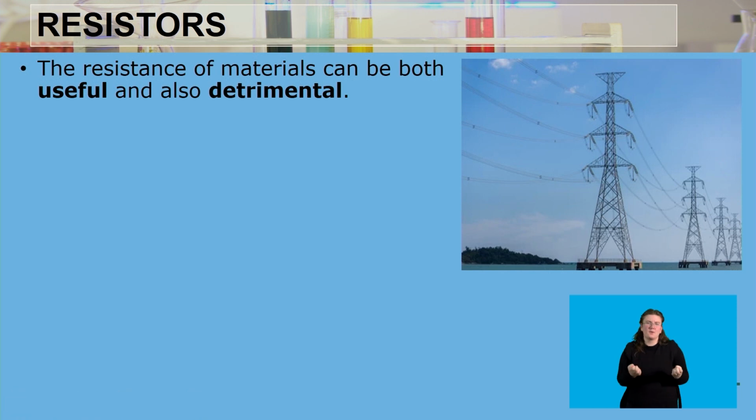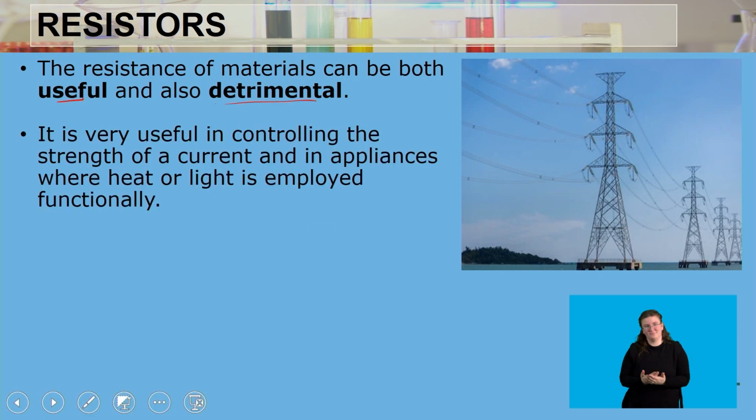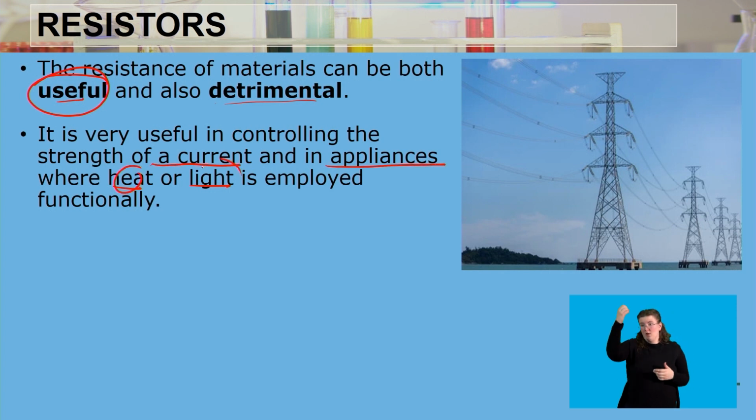Now, the resistance of materials can be both useful and detrimental. It is very useful in controlling the strength of a current and in appliances where heat or light is employed functionally. So we're saying it's useful because we can use it to control the strength of a current in appliances where heat or light is employed functionally.